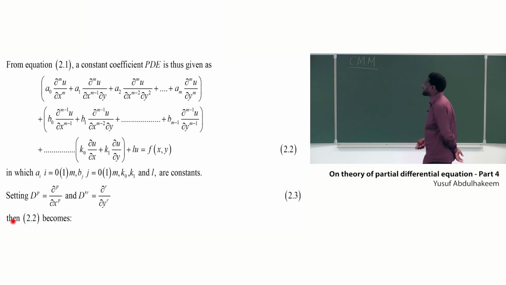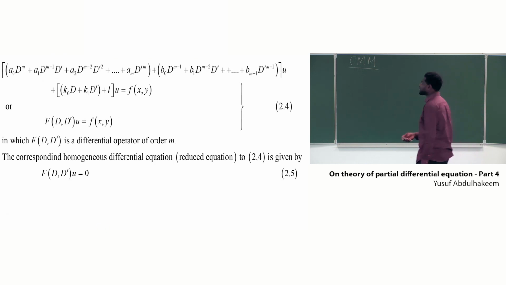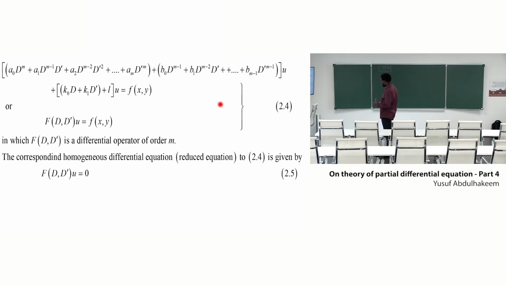Then we further reduce the whole general equation by taking our di x to be p and di prime to be di y, so that the equation will reduce, and that was how we were able to obtain what we have here in 2.4. Mind you, this dm here means di to the power of m over di x to the m.